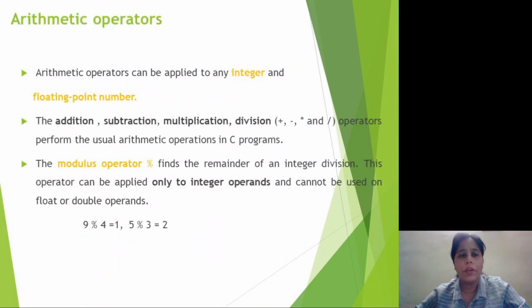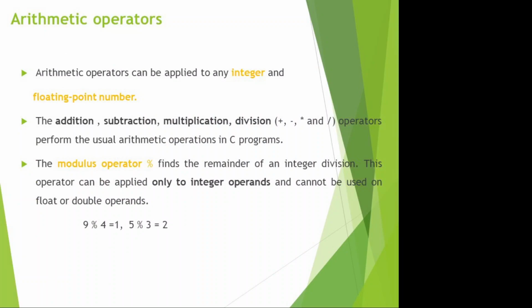Now, what is an arithmetic operator? The operators which are used for arithmetic operations are known as arithmetic operators. Arithmetic operators can be applied to any integer and floating point number. The addition, subtraction, multiplication, division operators perform the usual arithmetic operations in C programs, and the modulus operator, which is indicated with a percentage symbol, finds the remainder of an integer division. Modulus operator is only applied to integer operands and cannot be used on float or double type operands.